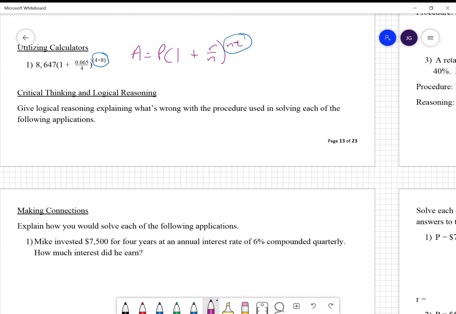So practicing this problem, 8,647 times parenthesis 1 plus 0.065 divided by 4, parentheses to the power of, parentheses 4 times 8. If you don't want to worry about the parentheses, you could have just done this in your head and put the power of 32. It doesn't always work that way. Not always able to do that in your head. I get $14,483 and 0.827, so 83 cents.